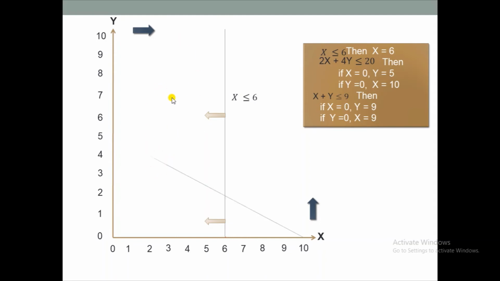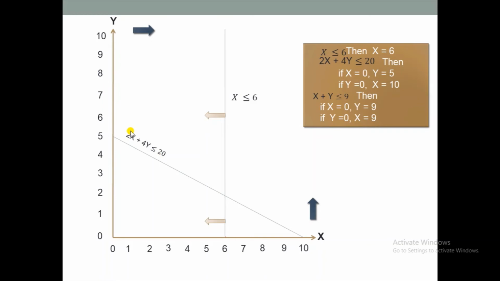Now let's go for the second line. This is going to be the second line based on the equation 2x plus 4y equal to 20. When x is 0, y is 5, and when y is 0, x is 10. So the value of x is 10 here, and the value of y is 5. Just plot these two points and connect them using a straight line. So I have connected them using this straight line. This is for the inequality 2x plus 4y less than or equal to 20.